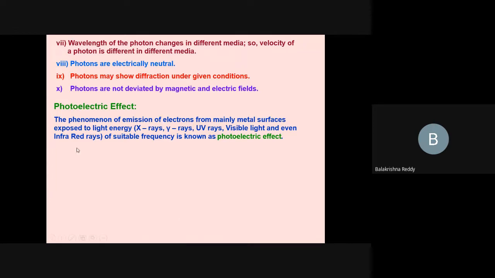See, the name itself, photoelectric effect, is indicating: photo means it depends on light. Electric means whatever electrons or electric things come into the picture. The combination of light and electrons produces some effect. How, we will see. Basically, when we project light on a metallic plate, some emission takes place from the metallic plate. That phenomenon we call the photoelectric effect.